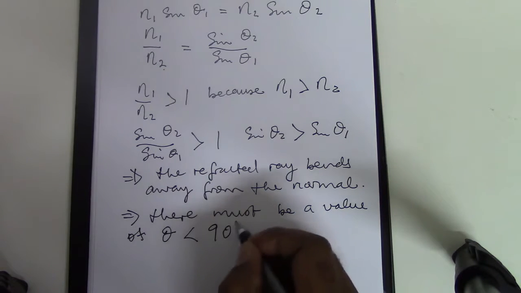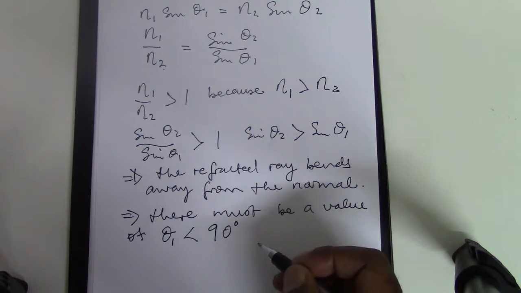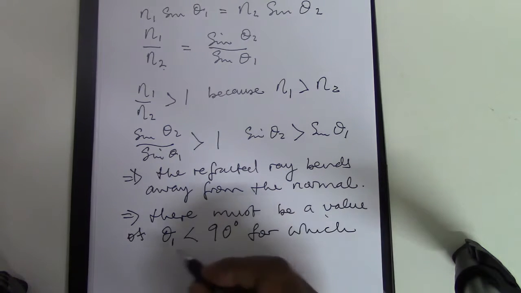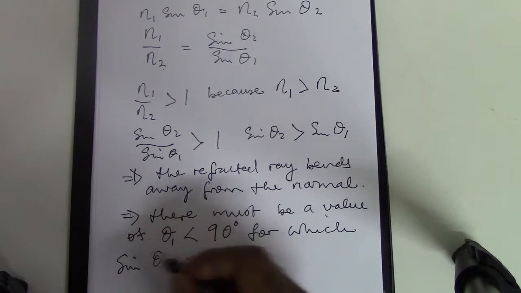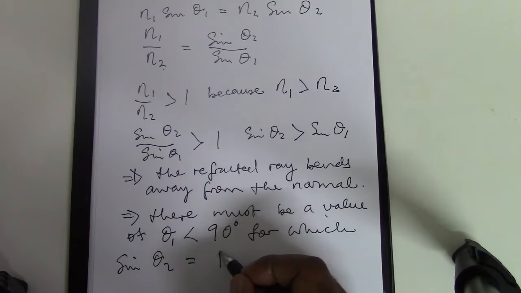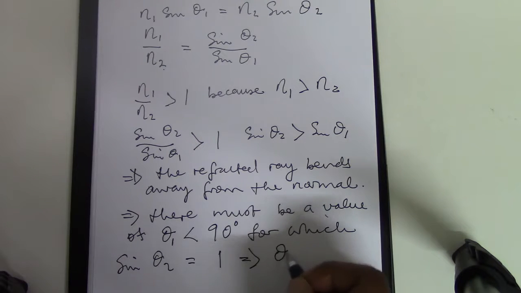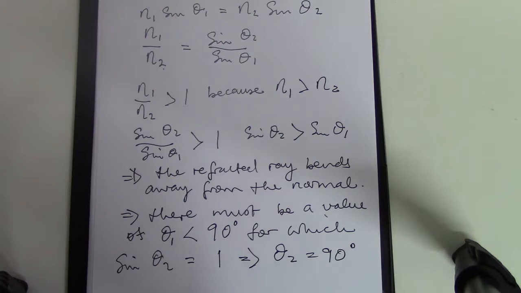Less than 90 degrees. In other words, theta 1, let's talk of theta 1. There must be a value of theta 1 less than 90 degrees for which theta 2 is equal to, let's say sine theta 2 is equal to 1, which implies theta 2 will be 90 degrees. This is according to analysis of Snell's law.